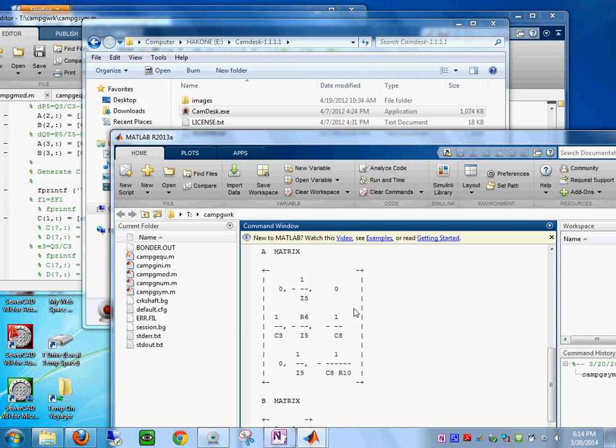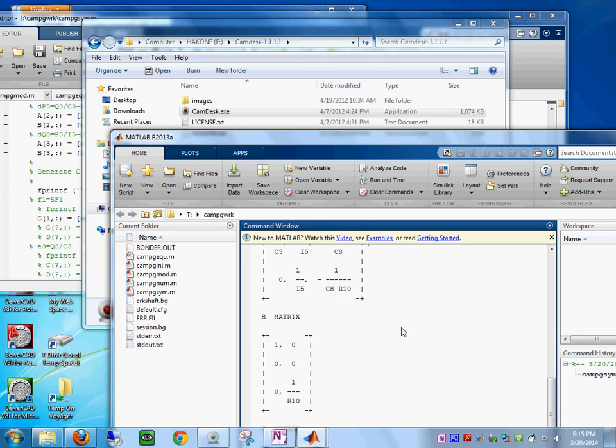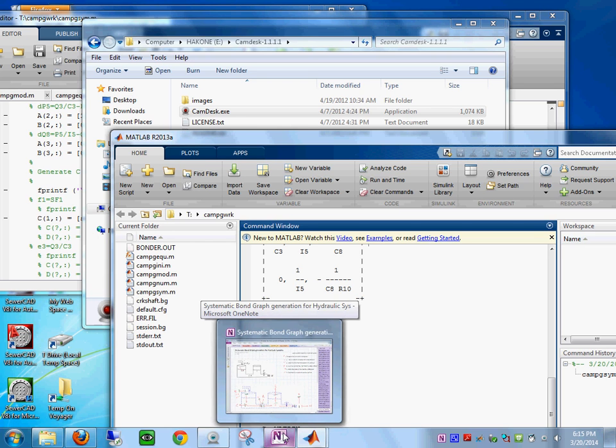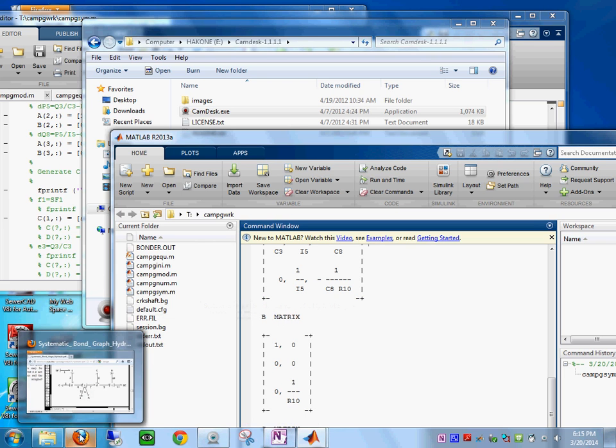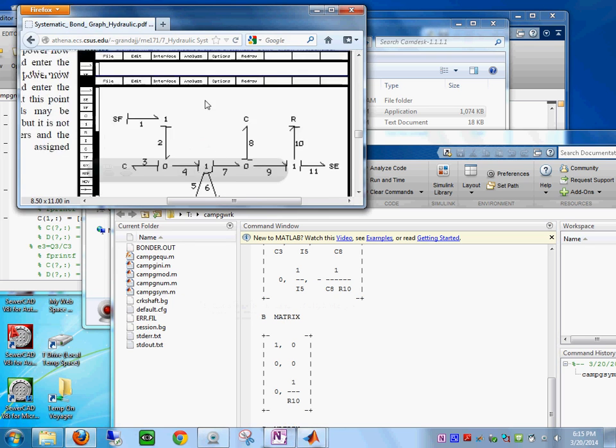You have this is the A matrix, the B and the C and the D. So the A matrix is symbolic, contains all the physical parameters. The B matrix is also symbolic. So now I need to tell the computer what my outputs are. So to do that, we need to go back to the original document, which is over here.